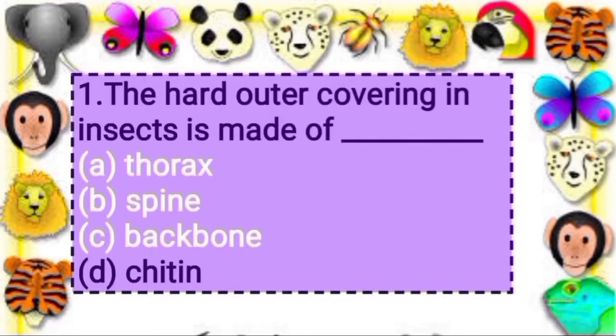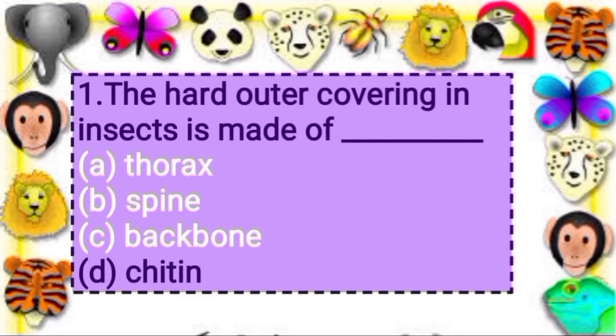First, the hard outer covering in insects is made of dash.